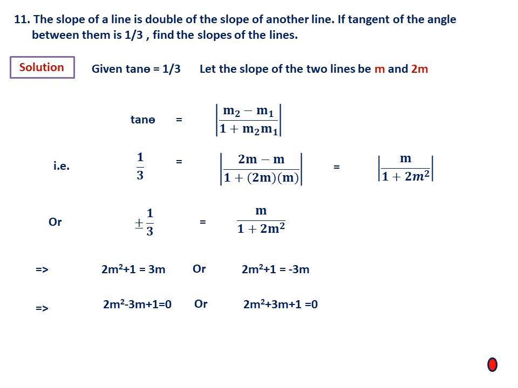Let us proceed. Now consider 2m squared minus 3m plus 1. When you solve, we get m equal to 1 and m equal to 1 by 2. Hence the slopes are 1 and 2. So that means if you take m equal to 1, the second will be 2. And if you take m equal to 1 by 2, then the second will be 1. So these are the two possibilities.